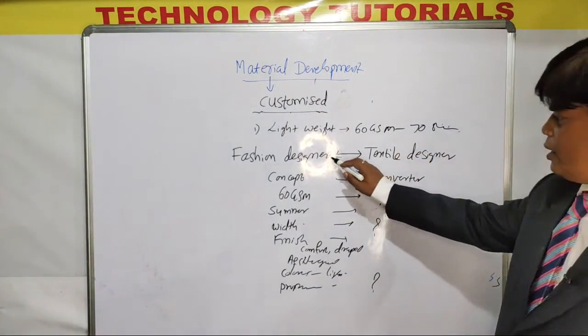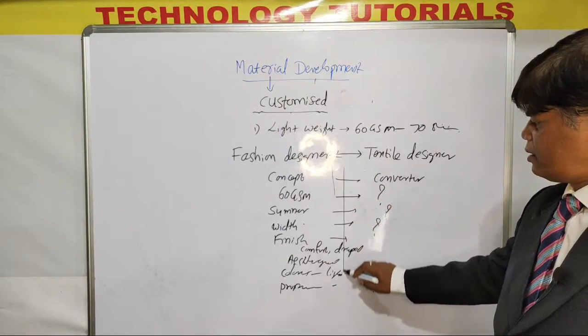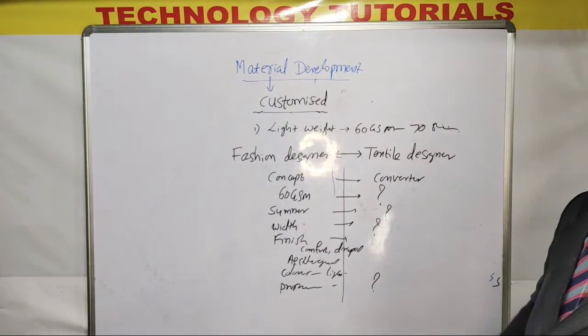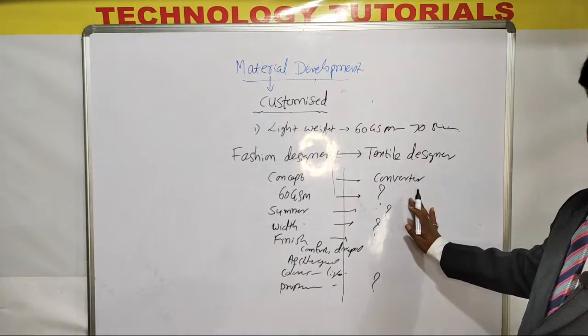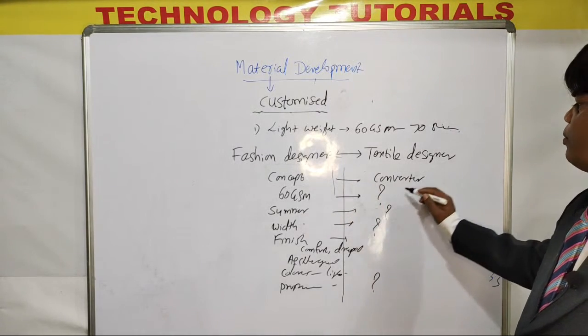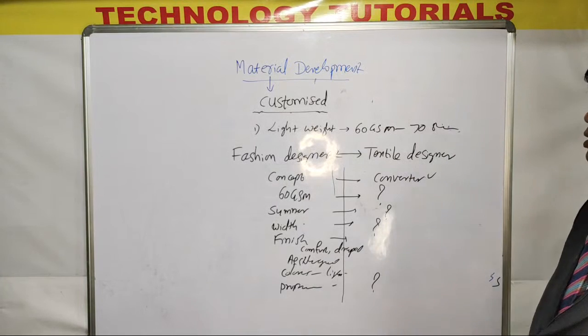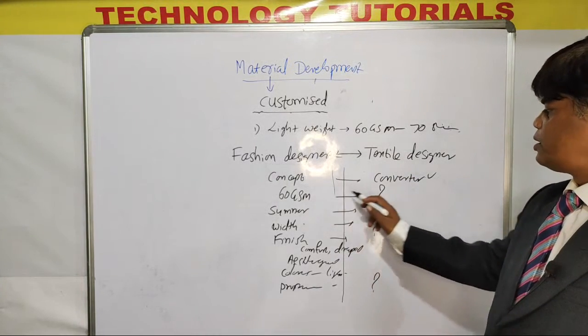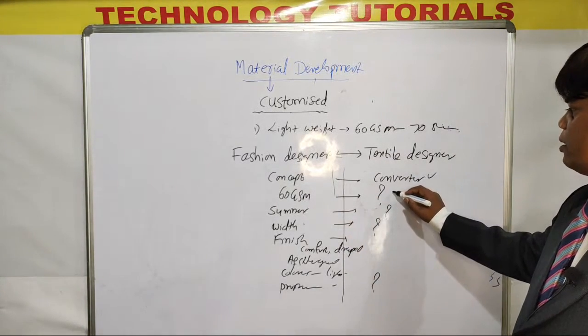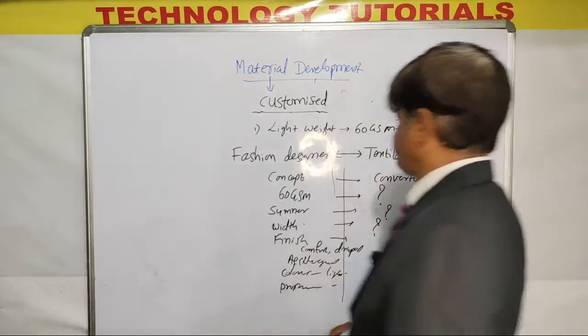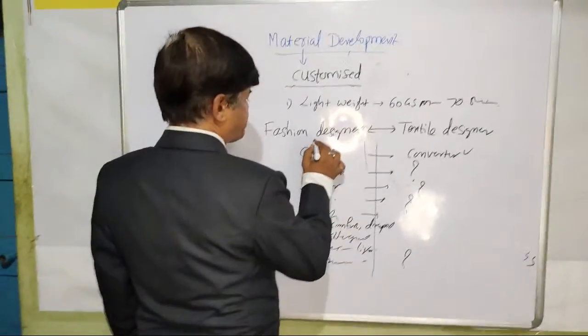Then the fashion designer wants this, but it has to be converted into a product and given to him customized. Then what will he do? As to the concept, okay, he will agree. I will convert 60 GSM. He thinks about what the content of the fabric is. Fabric content.